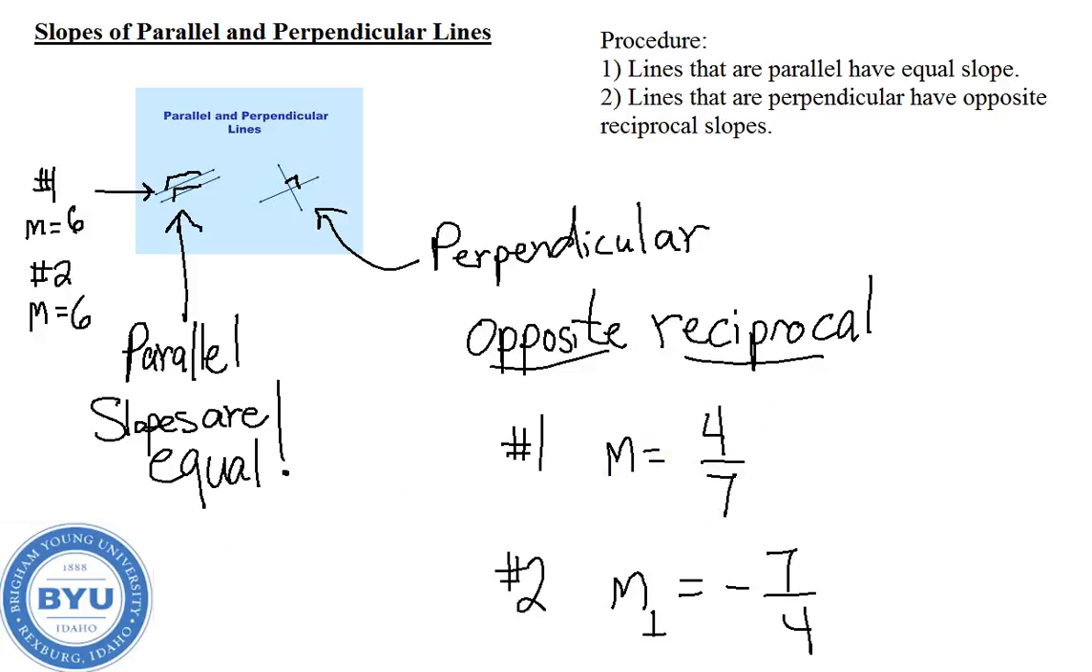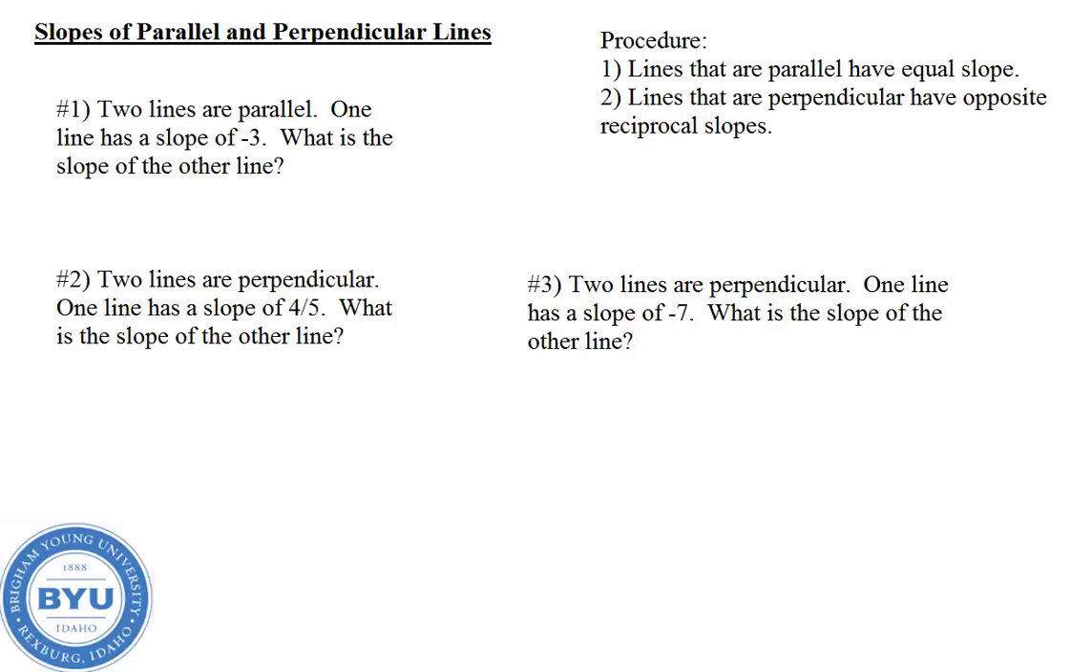That would be the slope of a line that is perpendicular to a line that has a slope of 4/7. So now that we've discussed this idea of slopes and their relationships with parallel and perpendicular lines, here are 3 questions we'd like you to try. Go ahead and pause the video now and try number 1, number 2, and number 3, and see if you can find out what the slopes of these lines would be. You can pause the video now, and when you're ready to check your answers, go ahead and unpause it.